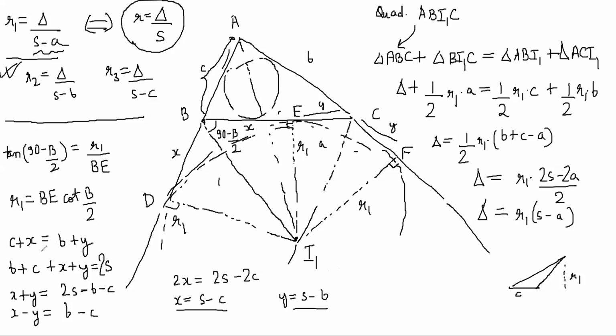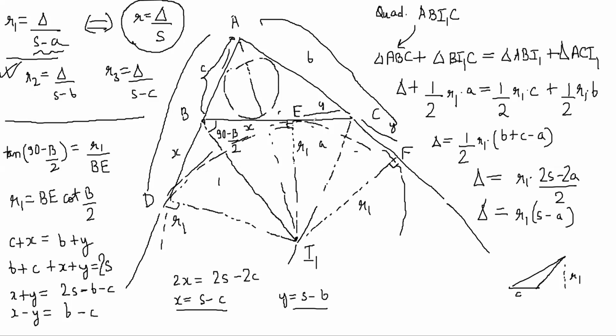No, C plus X is equal to B plus Y, because the length of tangent from here should be equal to length of tangent from here. So C plus X is B plus Y, and B plus C plus X plus Y is equal to 2S. So X plus Y is 2S minus B minus C, and X minus Y is B minus C. Okay, and if you add them, you get 2S minus 2C. 2S minus 2C is A plus B minus C. So X is S minus C.